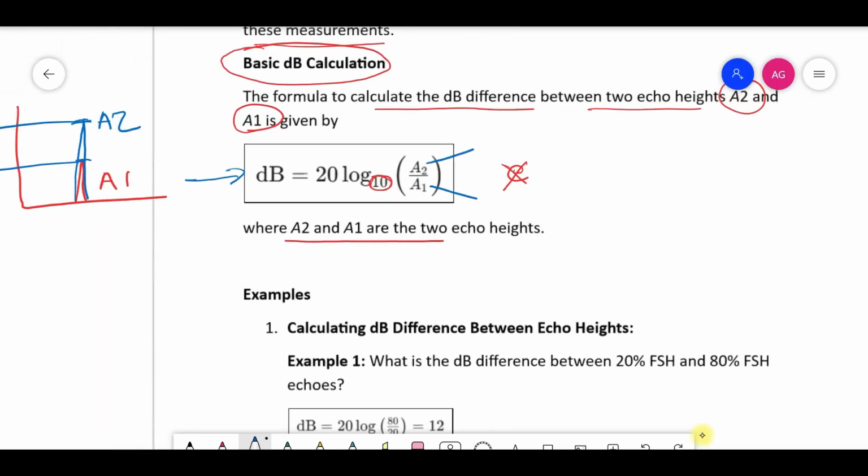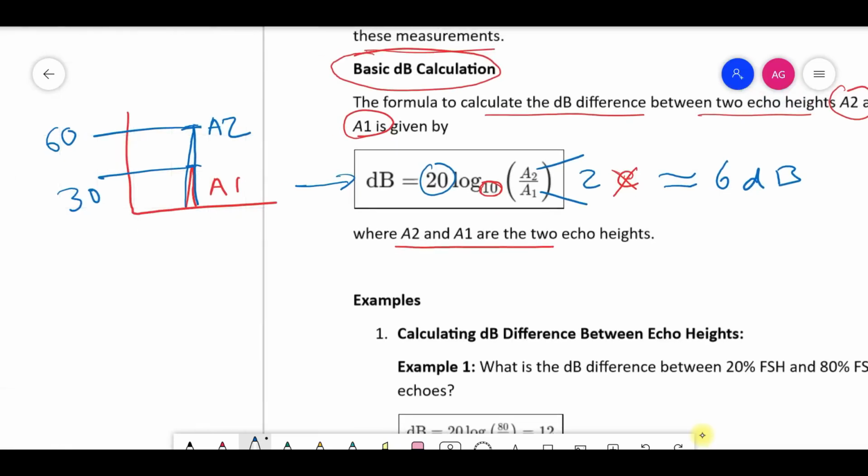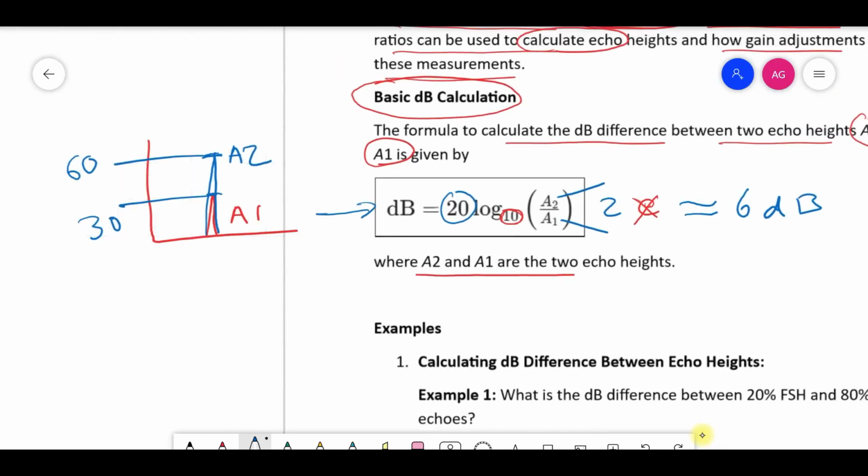We'll directly do the calculation in the calculator. So the value inside the log will be 2 over 1. In this case, you will get 2. If you do log 2, you will get this answer. If you convert it to the value of dB, in this case, you will get approximately 6 dB. So if we increase it by 6 dB, then the height of the echo doubles, right?